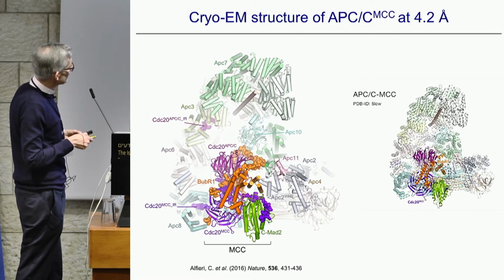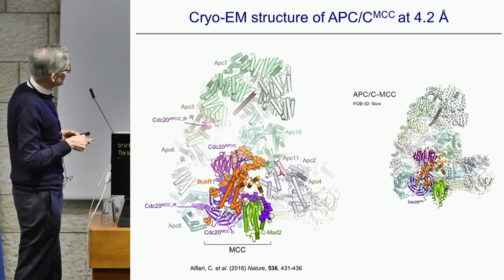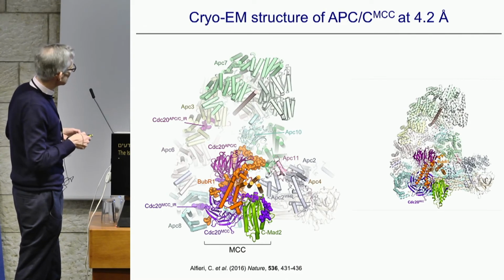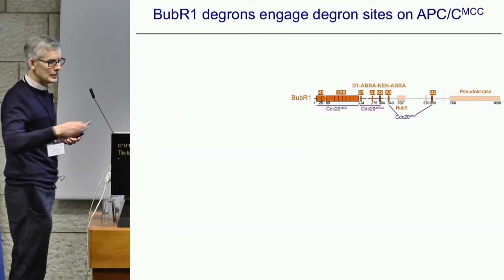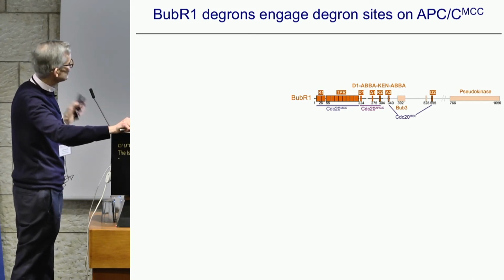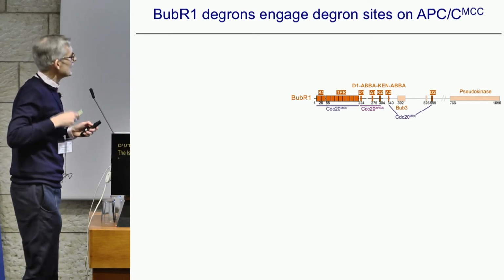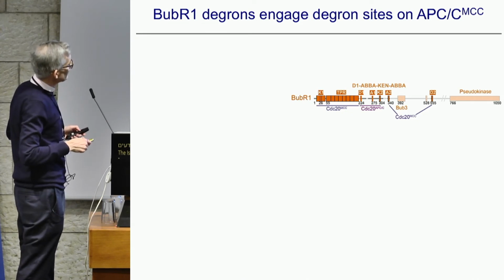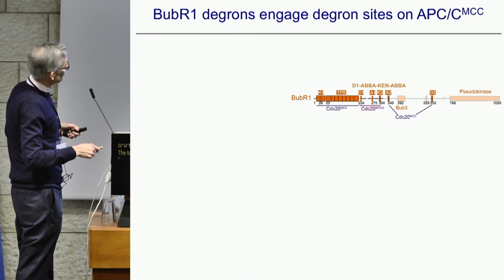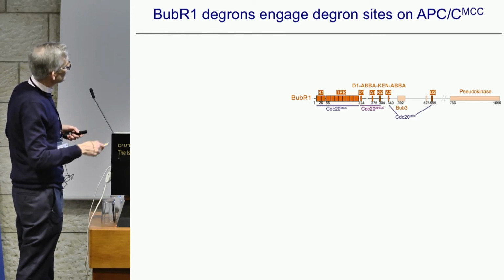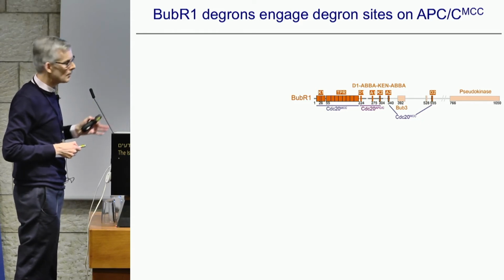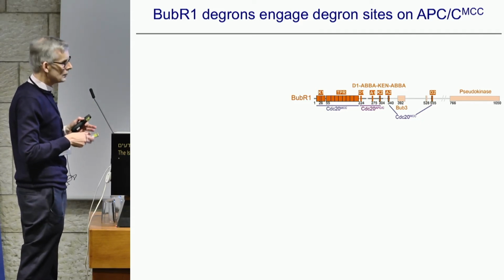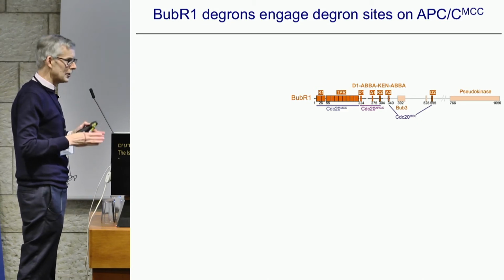And then the RING domain APC11 also shifts upwards, and the WHB domain of APC2 becomes ordered, which now interacts with the TPR domain of BUBR1. So the key subunit in the MCC which inhibits the APC is actually the BUBR1 subunit. And this is composed of an N-terminal TPR domain, and then a central unstructured region which contains 5 degrons. So in total, BUBR1 contains 2 copies of each of the 3 degrons. So there are 6 degrons in total. And these 6 degrons bind to the 3 degron binding sites on both co-activators.